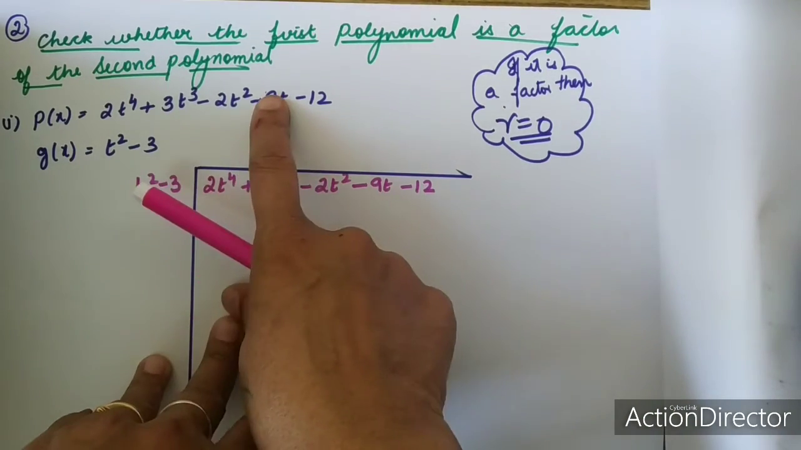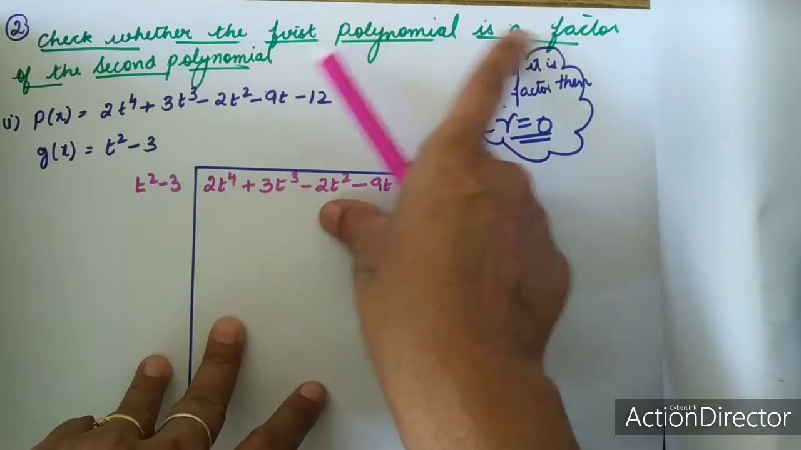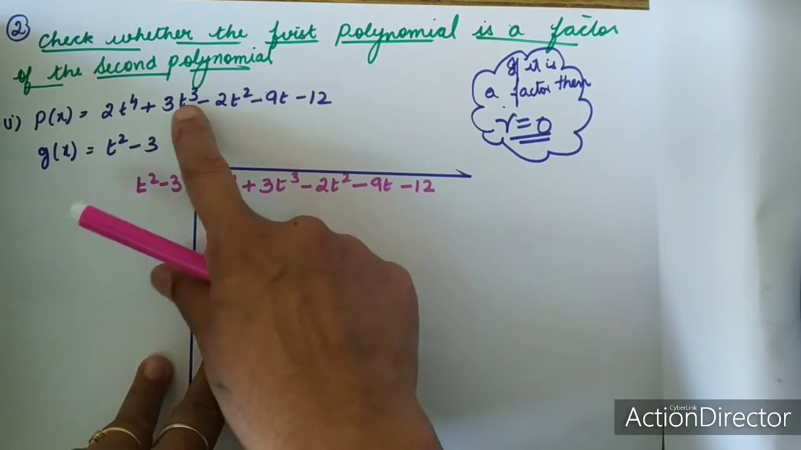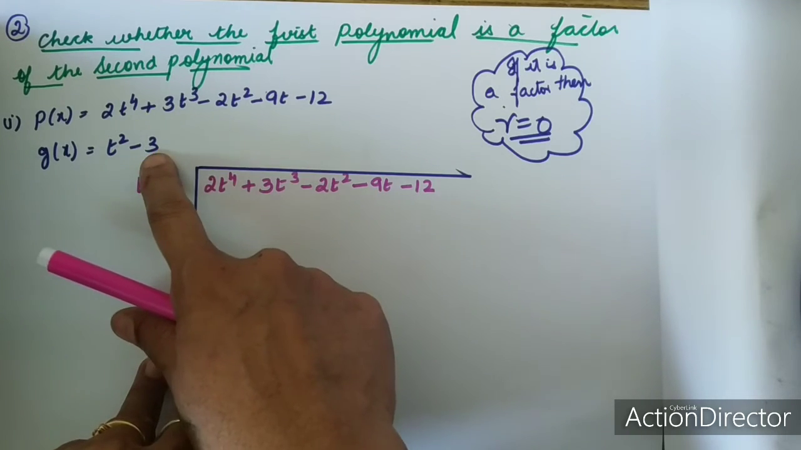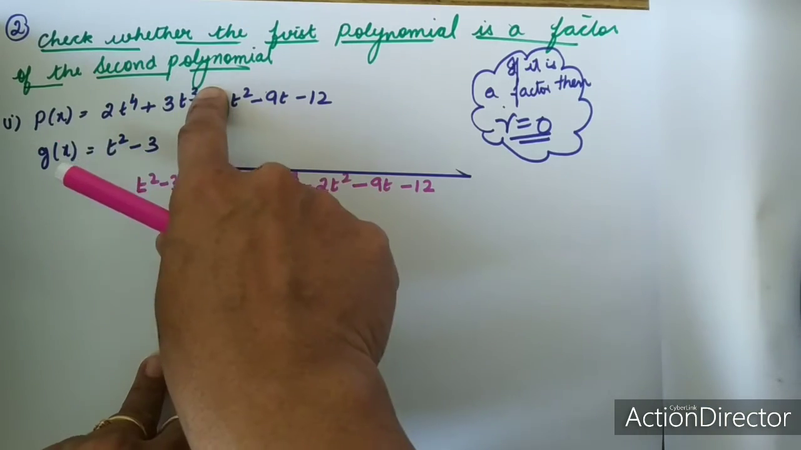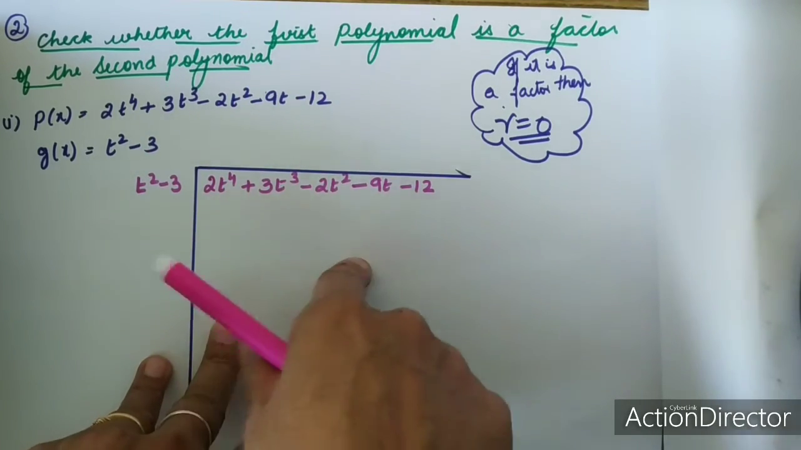Let us move on to the second question. In the second question, it is asked, check whether the first polynomial is a factor of the second polynomial. In your book, this is the second polynomial and this is the first polynomial. You have to find whether this is a factor of this polynomial. You have learnt in earlier classes, what does factor mean?